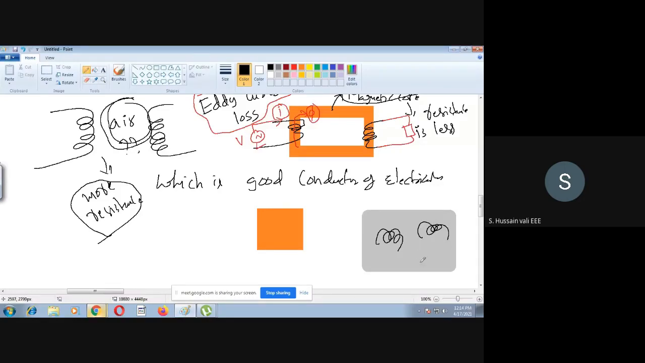So many conductors are present here. Similarly, this magnetic core is also present in the magnetic flux, because the magnetic flux is flowing from primary to secondary. Through which one? Through the magnetic core. So in the magnetic core, there is a flux. So I will say that in this magnetic core also flux is flowing.